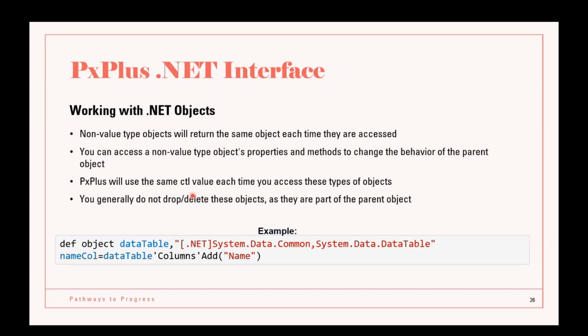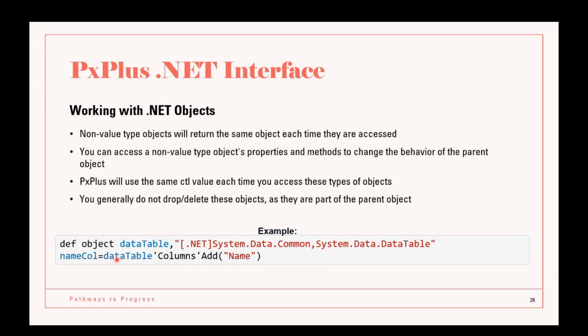It's not creating copies. An example of this, I'm going to use the data table system object. And it has a property called columns, which is an object that represents a list of columns.